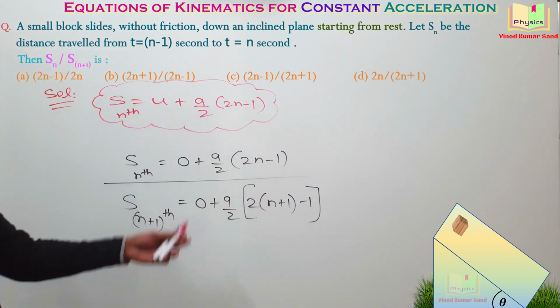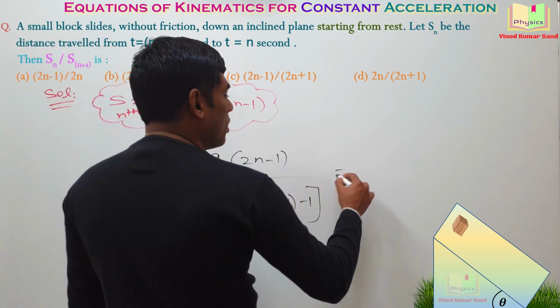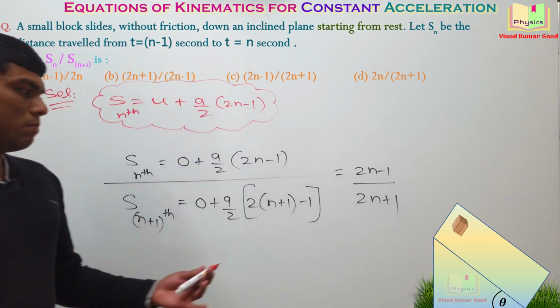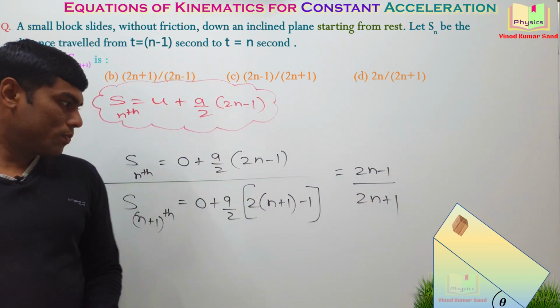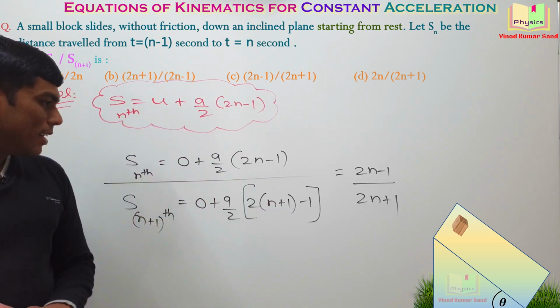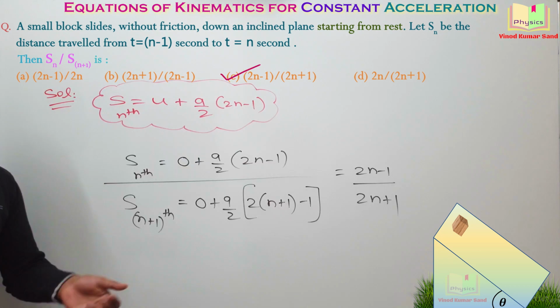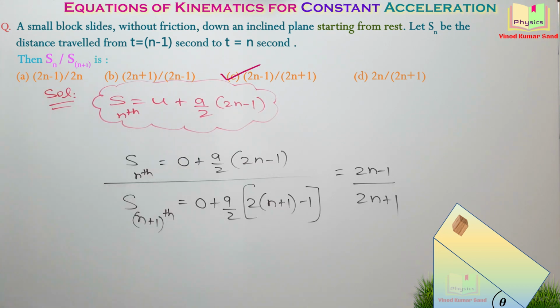Simple calculation. Let's do the computation. It will come out to be (2n minus 1) divided by (2n plus 1). Okay. You can choose the correct answer. Note it down, then we'll be taking up the next one.